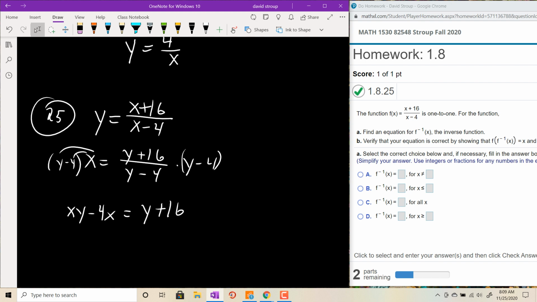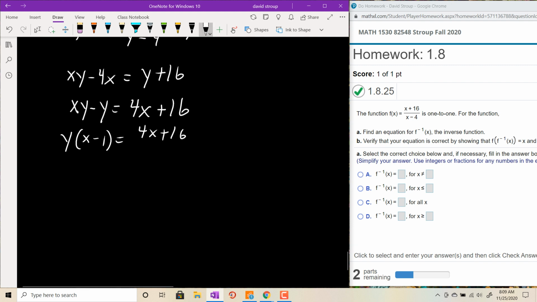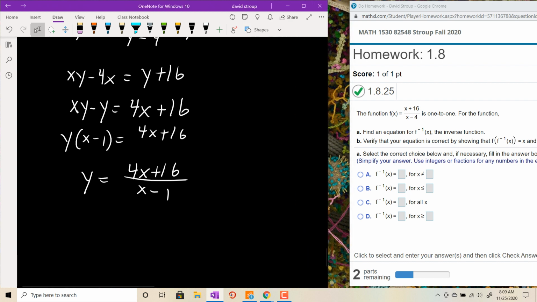I want to get all the y material on one side. So I'll have xy minus y equals 4x plus 16. Factor out the y, you get y times x minus 1 equals 4x plus 16. Divide both sides by x minus 1, and you get y equals 4x plus 16 all over x minus 1. And of course x can't be equal to 1 because of the denominator.